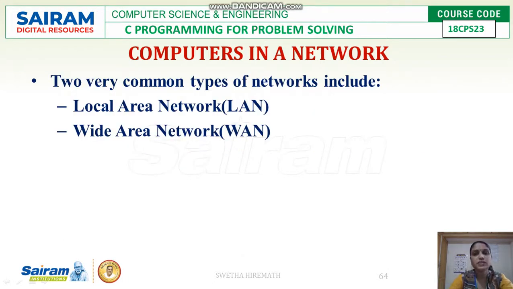Coming to computers in a network, what are the different types of networks available in which we can connect our computers? The two main common types of networks are LAN and WAN. LAN is local area network, and WAN is wide area network. As the name itself tells, a local area network is for a small number of computers, within a building or within a campus.